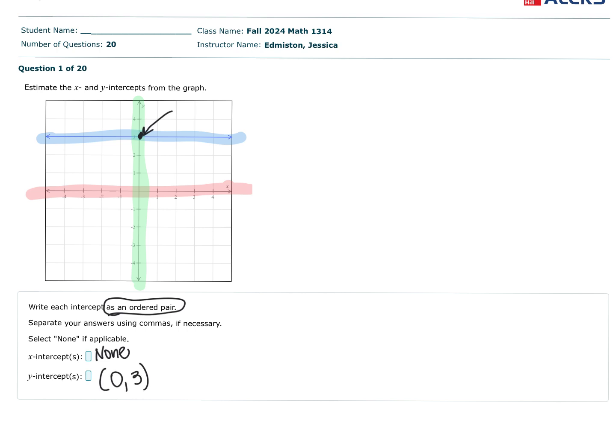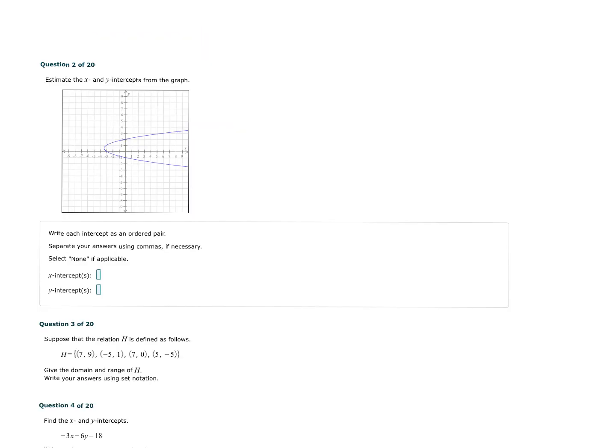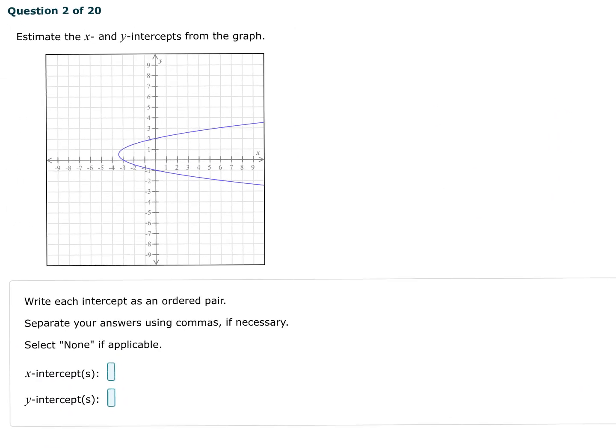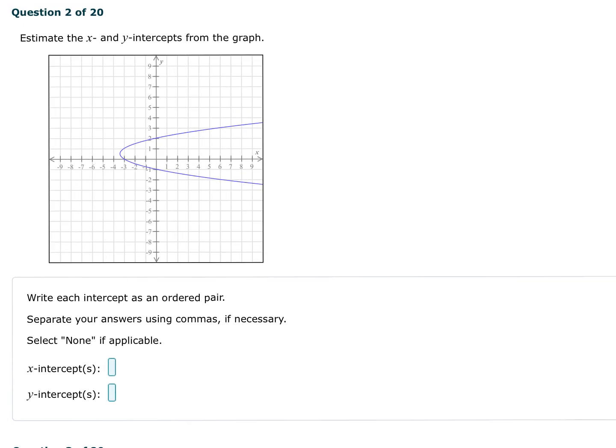All right, so let's move on to number 2. Number 2 is asking a similar question, but we have, of course, a different graph. I'm going to start with the x-intercepts, and I'm going to highlight them in red for you. The x-intercept, actually, there's only one. You can see by my graph it is only crossing the x-axis. Remember, the x-axis goes from left to right, at -3, 0.